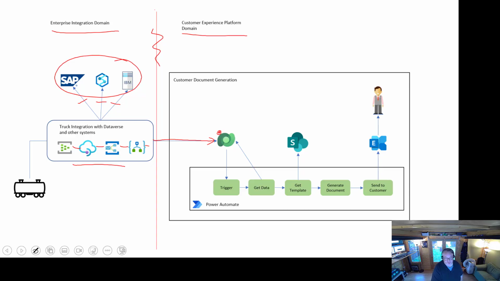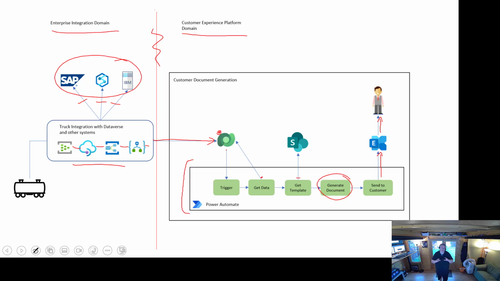Now, in this example, what we're doing is we trigger a Power Automate flow down here when a record comes in and it says that a rail car's been delivered. And what we're doing is we have a workflow that triggers off that record update. It gets the data from the Dataverse, it gets a template from SharePoint, then it generates a document as a PDF, and then it sends via Exchange to the customer that PDF document to say your rail car's been delivered. Here's a certificate that says we've delivered it.